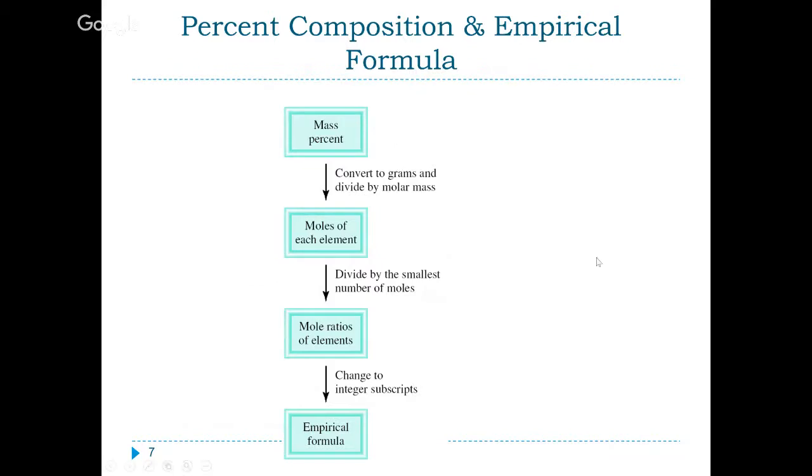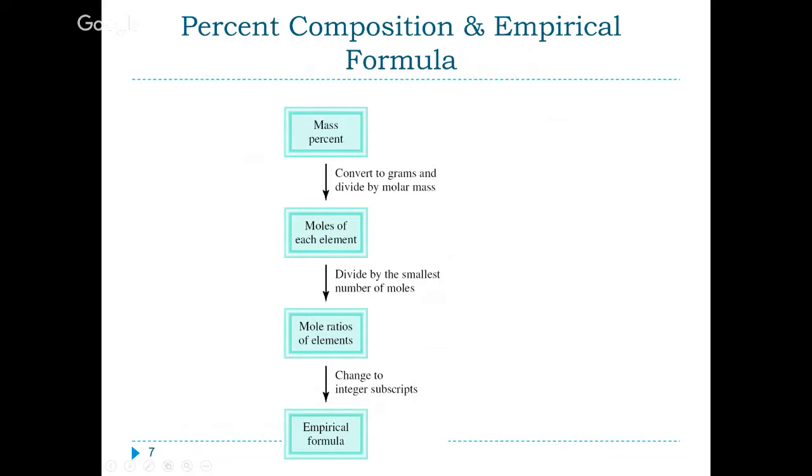So I'm going to take my mass percents, whatever they might be. If I have 50% of something, I'm going to assume that I have 100 grams to start with so that my percentages just become grams. So if I have 50%, I have 50 grams. If I have 29%, I have 29 grams. 71%, I have 71 grams of whatever I'm interested in. So I need to find moles.